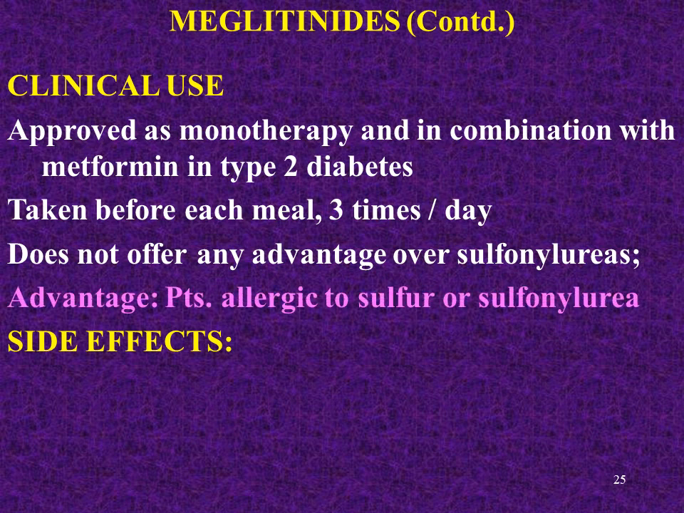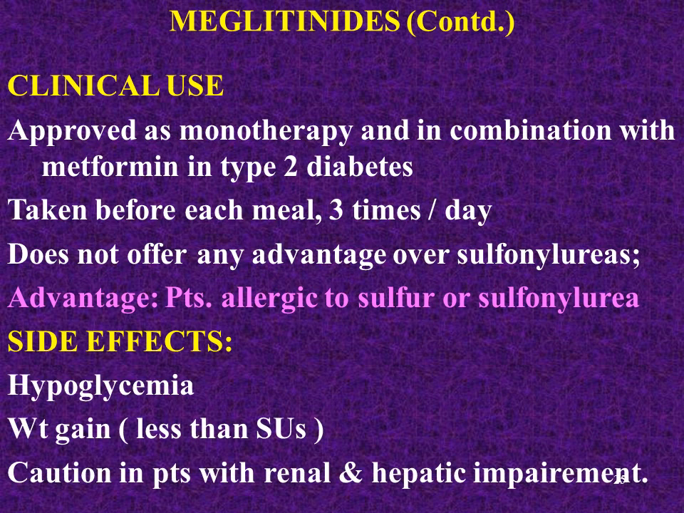However, the only advantage of meglitinides, which are also secretagogues, over sulfonylureas is that if a patient is allergic to sulfonylureas because of sulfa drug allergy, in this case you can safely give meglitinides. Side effects are similar to those of sulfonylureas: hypoglycemia, weight gain, and caution in patients with renal and hepatic impairment. So you can be asked in an MCQ, if you have to give a secretagogue and the patient is allergic to the sulfa group, which is the drug of choice? You can easily mention that meglitinides are to be given in this case.